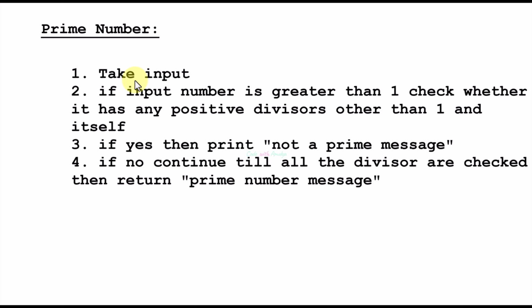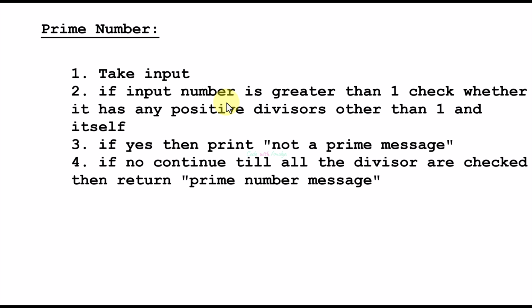To write the program, first we need to take the input. Here the input is an integer number, and we need to check whether that number is a prime number or not. The second step is, if the input number is greater than 1, then check whether it has any positive divisors other than 1 and itself. If the input number is less than or equal to 1, then that is not a prime number, so no need to check for the positive divisors.